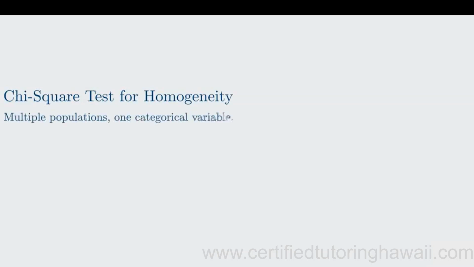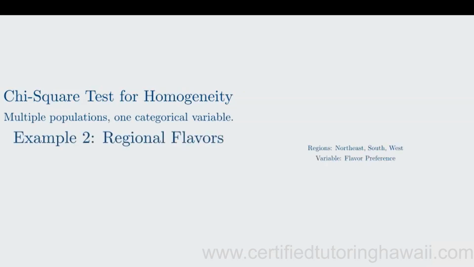Now let's switch gears and look at a test for homogeneity. While the math is the same, the context is different. We use this test when we have multiple populations or groups, and we want to see if the distribution of a single categorical variable is the same across those groups. Let's look at an example involving regional chip flavor preferences.